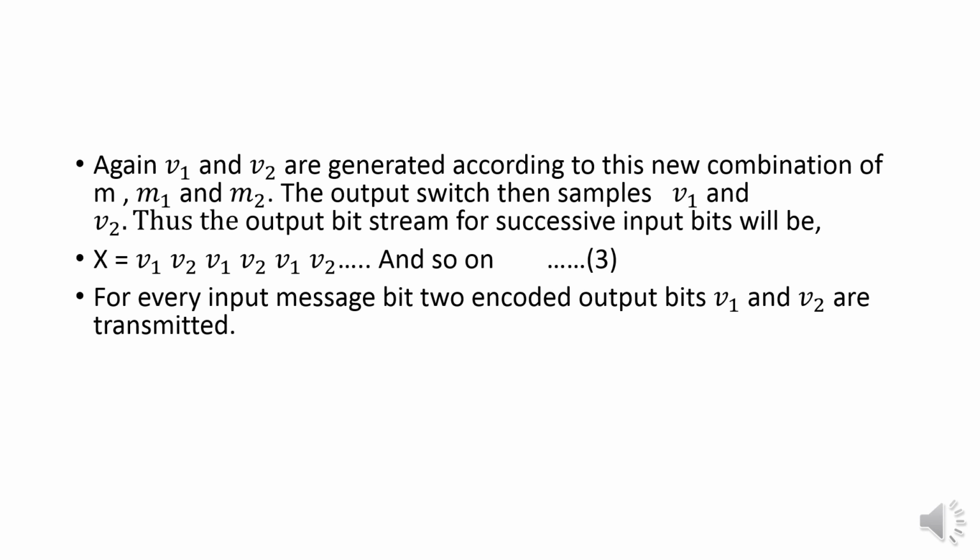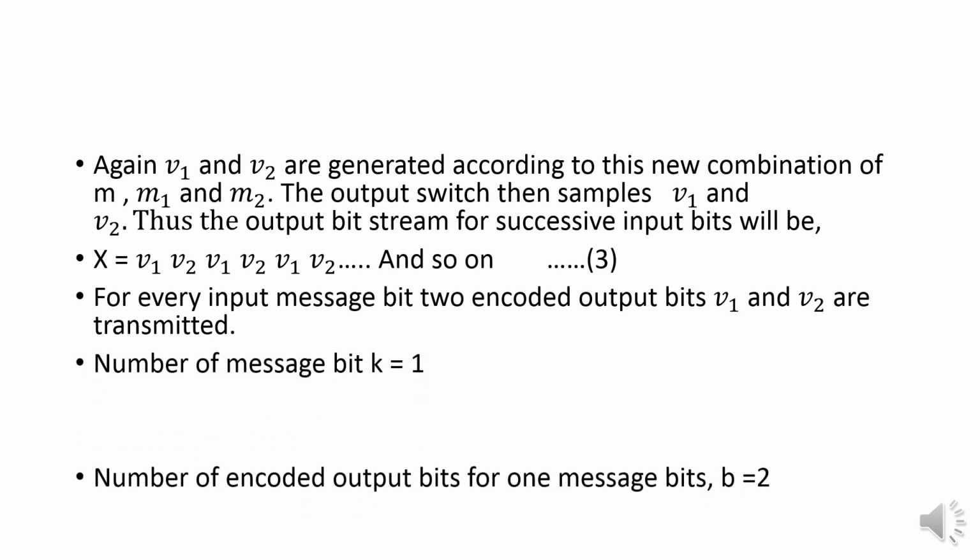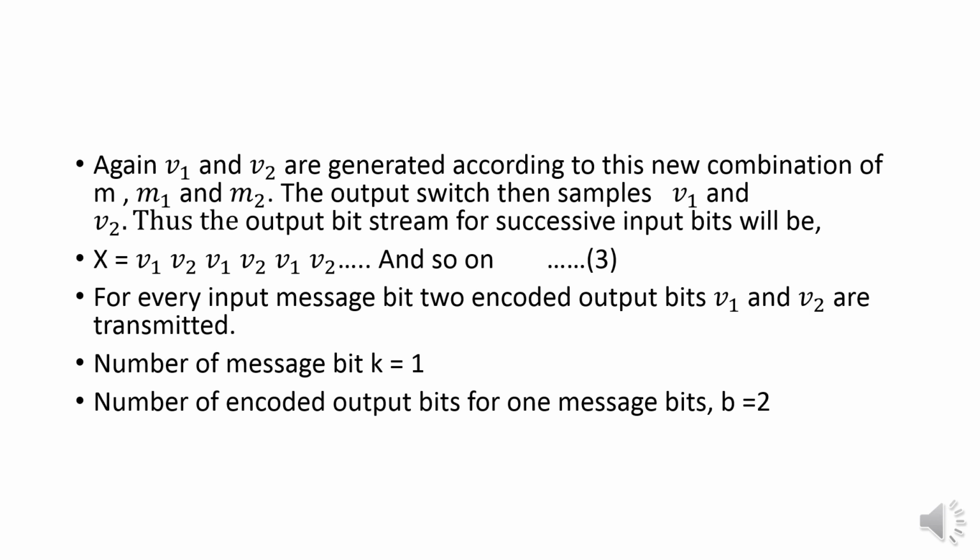Here, for every input message bit, two encoded output bits V1 and V2 are transmitted. In other words, for a single message bit, the encoded code word is 2 bits from this convolutional encoder. The number of message bits k is equal to 1. The number of encoded output bits for one message bit n is equal to 2. Therefore the code rate for this particular encoder is r equal to k by n, which is equal to 1 by 2.